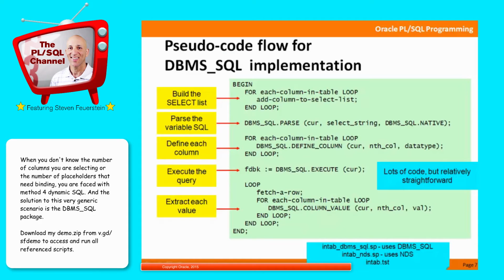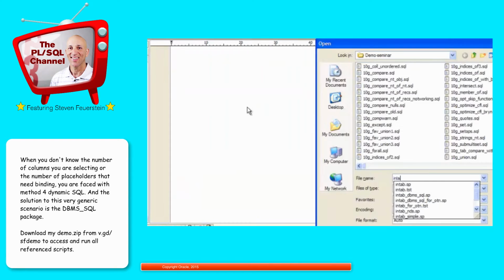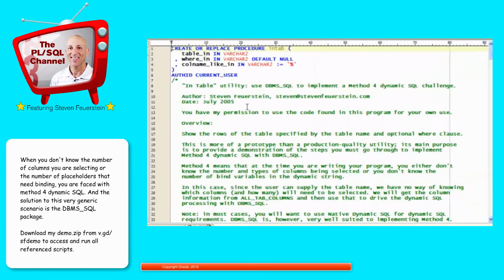So let's walk through the basic pseudocode flow, the basic steps you have to run through with DBMS SQL. Then we'll take a look at the code. But actually first, why don't I show you the program in action? It's called the in tab procedure. Let's pull it up. So in tab, pass in the table name, pass in the where clause, pass in a filter on the columns. So I can say we'll only retrieve the columns that have the phrase underscore ID in it. Let's compile this program and let's try it out.